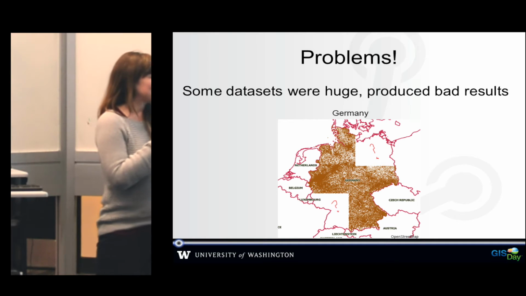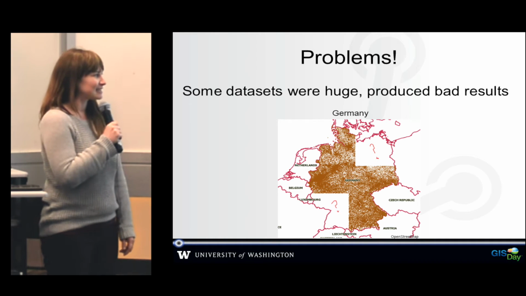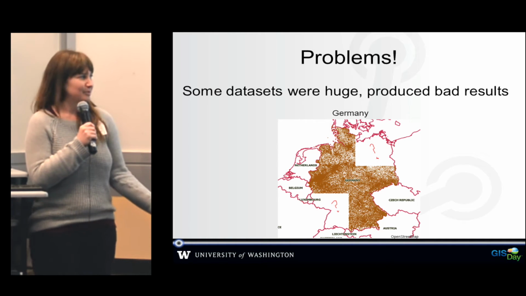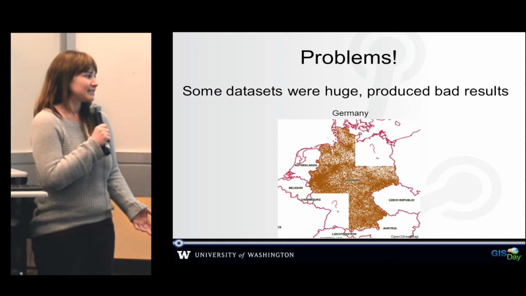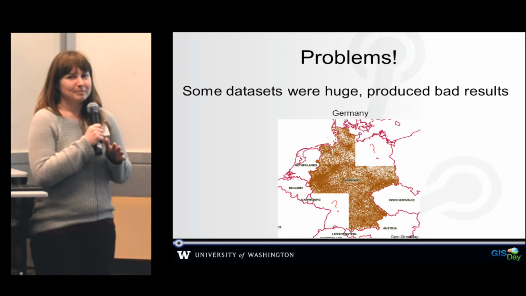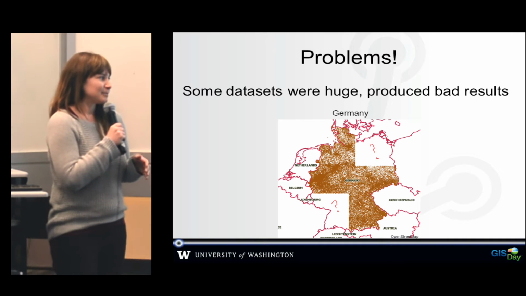My Germany was missing chunks. I don't know if you can see the question marks. I didn't get an error in my script. This was the output. And this only happened for the really huge data sets. We learned Germany was the biggest data set by far in OpenStreetMap, so that was a problem.